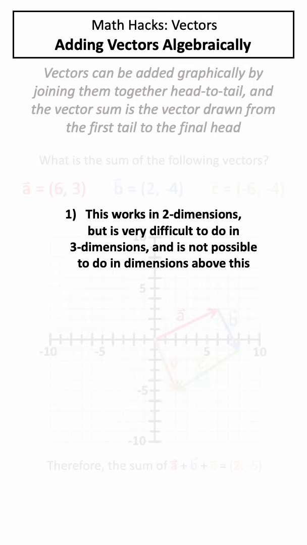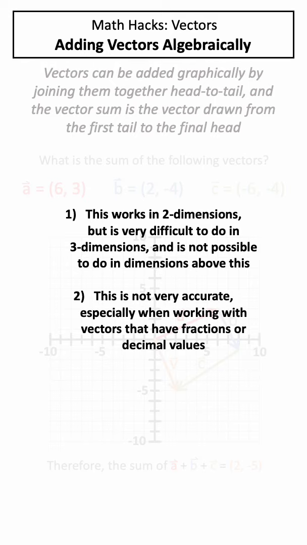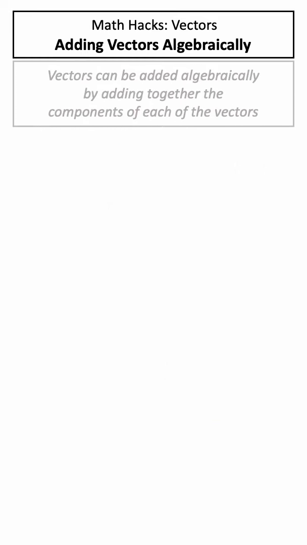However, there are two big limitations to this process, the first being this really only works in 2 dimensions, and the second being it's not very accurate, especially if we have fractions or decimals in our vectors. Instead, we can add the vectors together algebraically by adding together the components of each of the vectors.